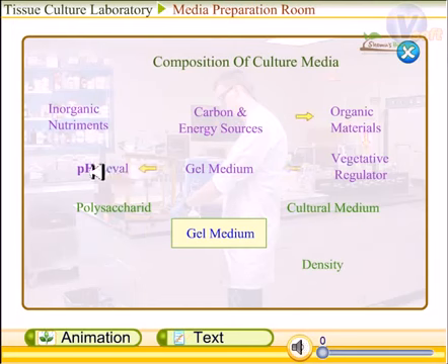Then we finally have the pH level, which is reached right after the addition of all these nutrients. If the pH level is not maintained or not reached, then you must add acids and bases to regulate the pH, which is really important.